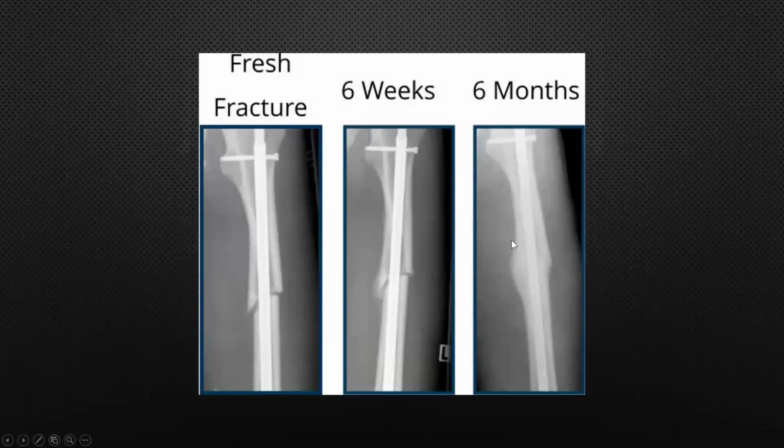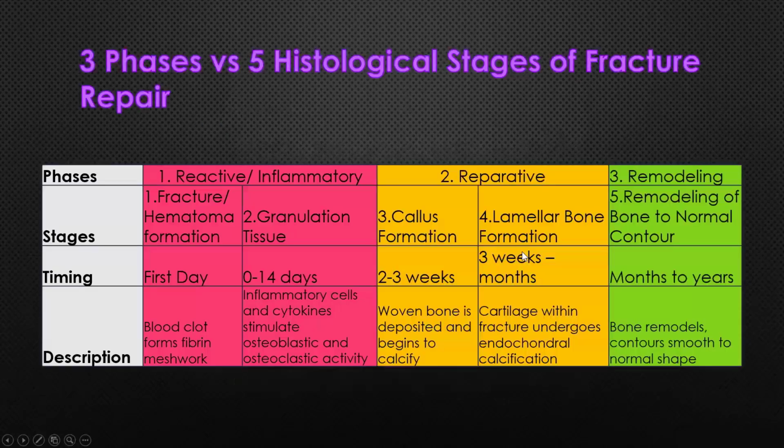And then an older patient, 60 plus, maybe this patient's in their 70s, even 80s. So they had to put a post in here just to stabilize it. Here it takes 6 weeks and it's just getting to the hard callus stage. So it's delayed in this older patient. 6 months later, it still looks like it's just in the lamellar stage. So just kind of showing the difference in timing.